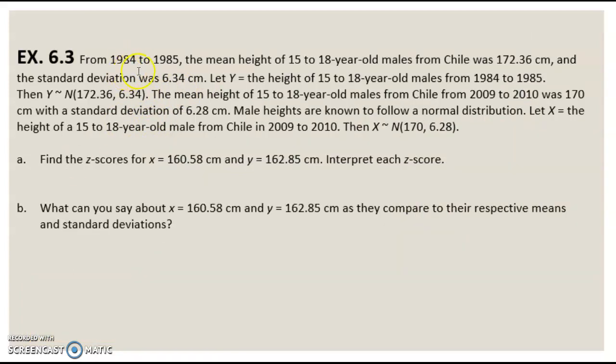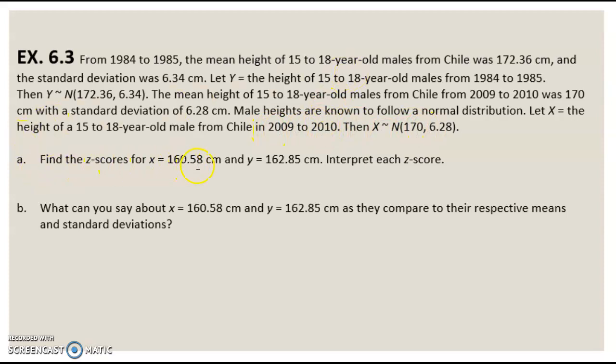Okay, from 1984 to 1985, the mean height of 15 to 18-year-old males from Chile was 172.36 centimeters, and the standard deviation was 6.34 centimeters. Let y equal the height from 84 to 85. Then y equals this, 172.36 with a 6.34 standard deviation. The mean height from 2009 to 2010 was 170 with a standard deviation of 6.28. They're known to follow a normal distribution, so let x be the height from 2009 to 2010.